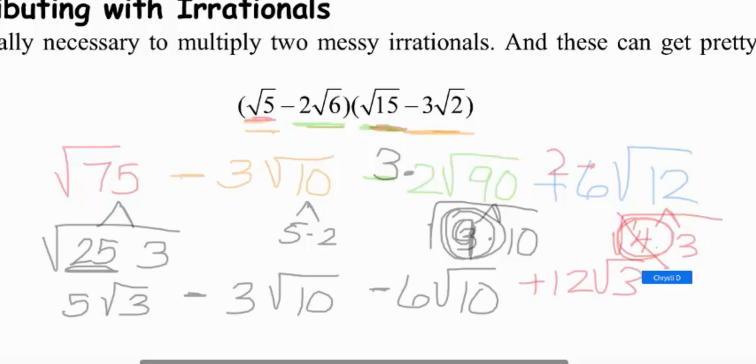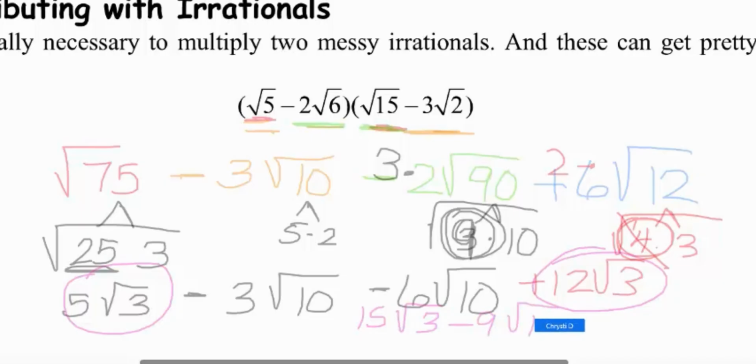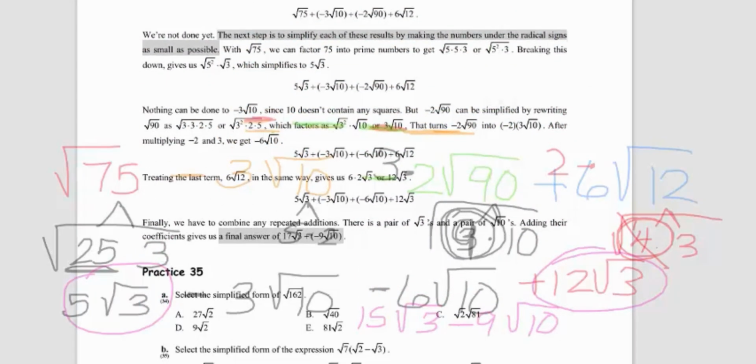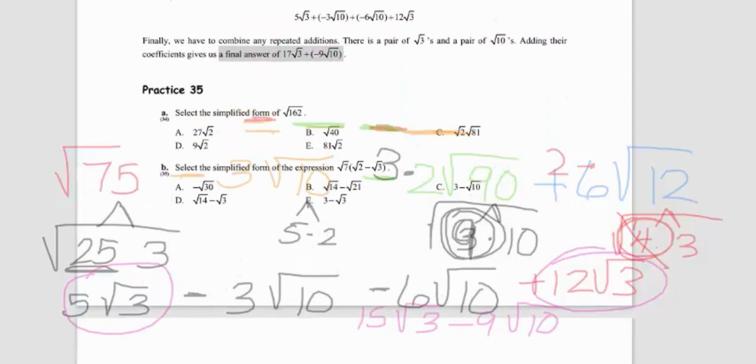All right, now anything that has the same thing in the index, we can combine. So these ones we can combine. So 12, we have 15 square root of 3 and negative 9 square root of 10. That was a lot of work there, but I don't think it's anything that's more challenging than what you've been working on, so I think you'll be able to do that.